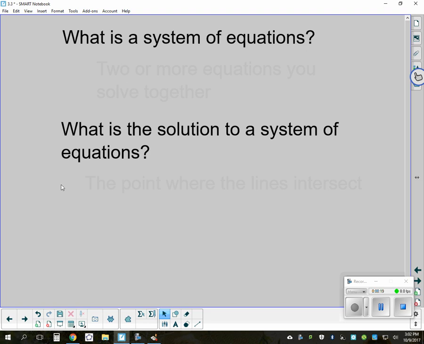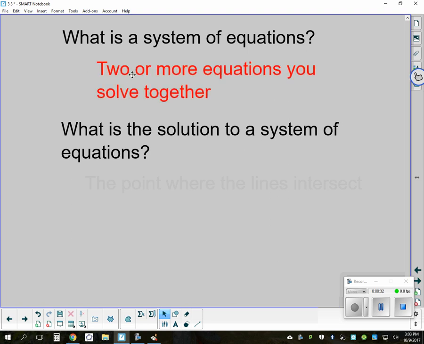What is a system of equations? This isn't in your notes, but I absolutely want you to write it in them. So maybe on that left side where you've got room for questions, put some notes down there. I want you to know what a system of equations is if you don't already. All it is is two or more equations that you're going to solve together.